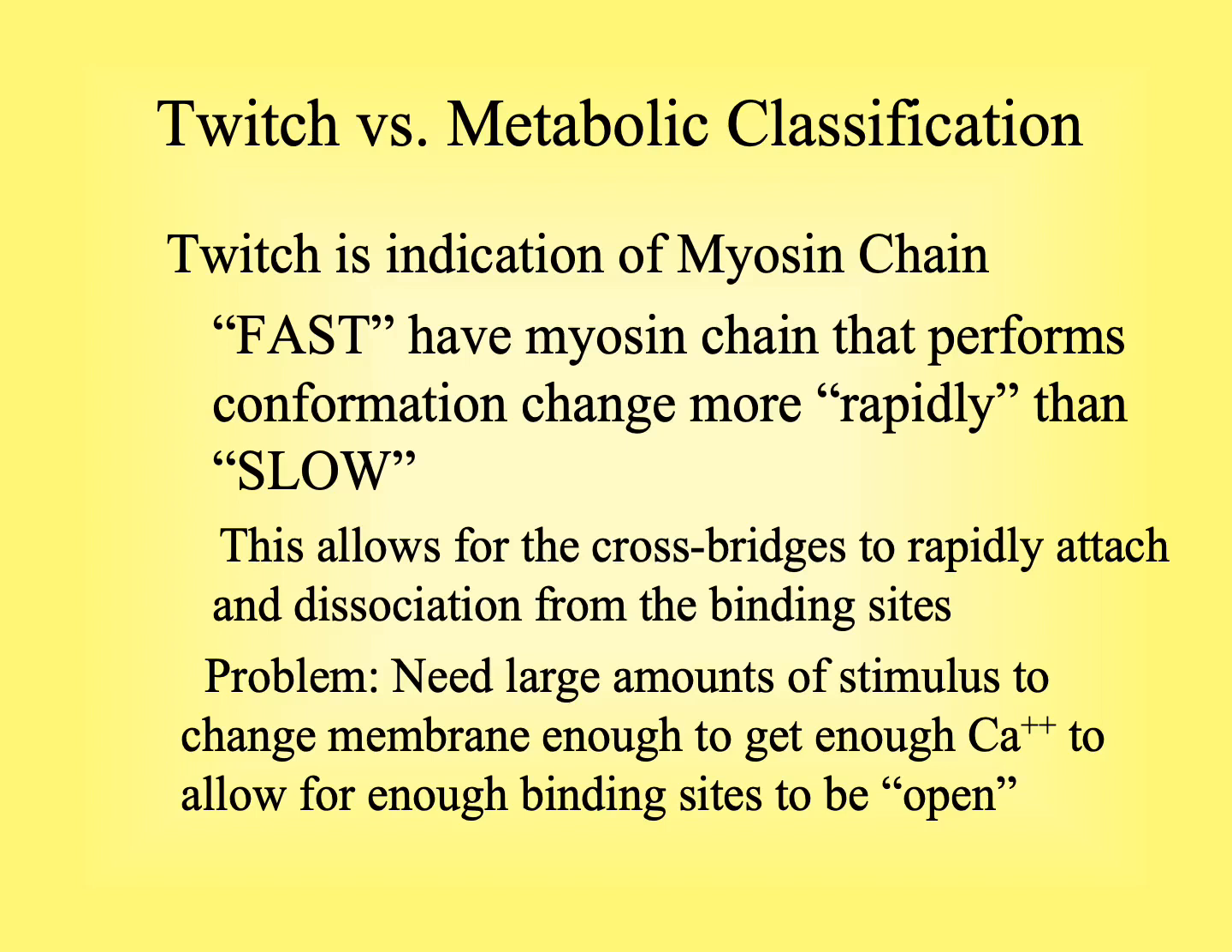This means that we have to have a very large stimulus in order to get the fast twitch fibers to be recruited. So if you remember back to the continuum of recruitment, the fibers that are harder to recruit will be fast twitch fiber.